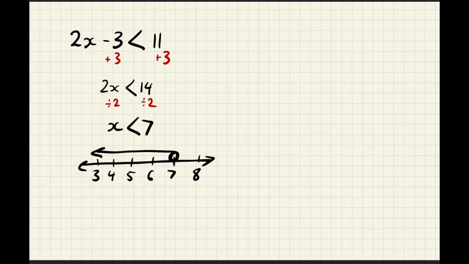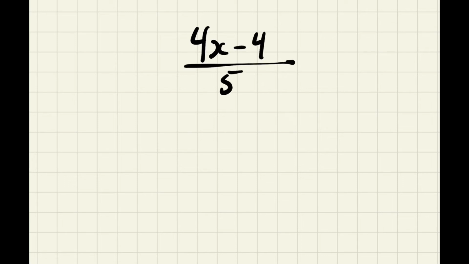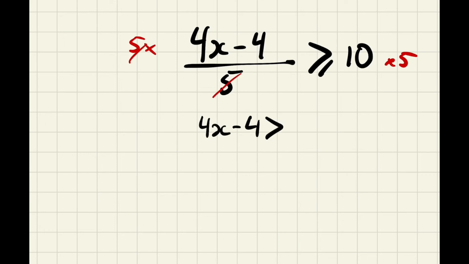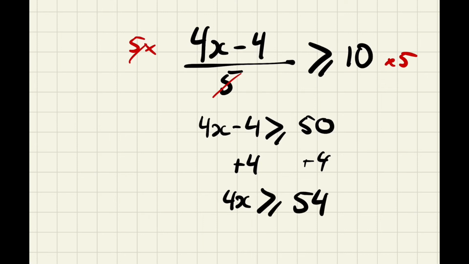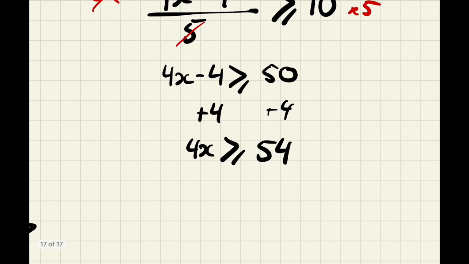Okay, let's wrap up with a final example. Let's just say this time we have a fraction. Let's say we have 4x minus 4 over 5 is greater than or equal to, let's go 10. Here we'd start by multiplying both sides by 5 to get rid of the 5 on the bottom. So we'll end up with 4x minus 4 is greater than or equal to 50. Then we'd proceed with adding 4 to both sides. So then we'll have 4x is greater than or equal to 54. And then from here we divide both sides by 4.